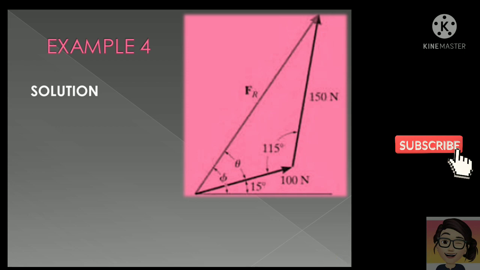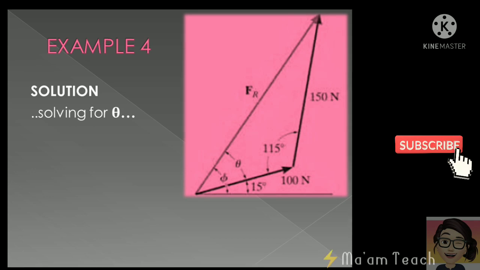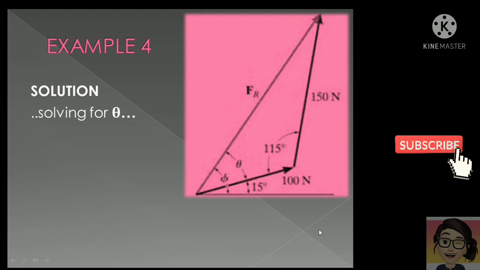Direction. Okay? As you can see, class, from our figure, the direction should be based from a reference point. In this case, our reference point is the x-axis or the horizontal axis. Now, as you can see here, class, the theta here is the angle which is inside the triangle.